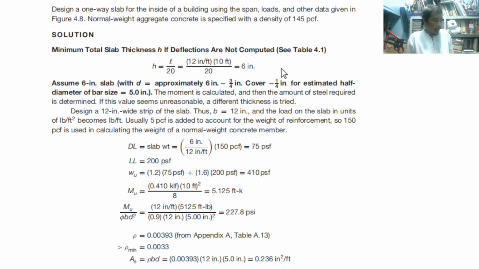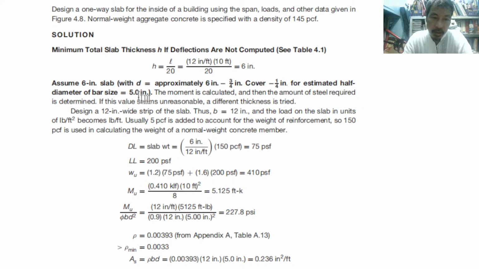So 6 inches is 1/2 foot, and that is actually 150 mm. If that is your h, d is approximately less than that. So we have the cover. How much is the cover? 3/4 inch. So cover minus 1/4 inch for the estimated half diameter of bar size.